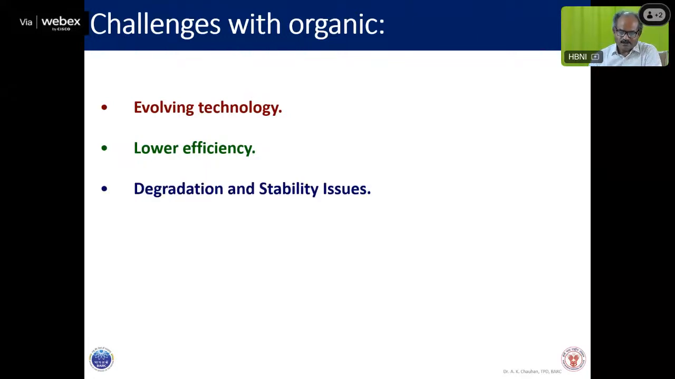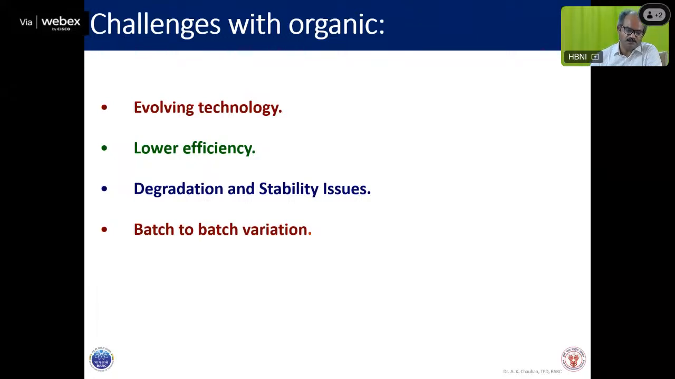And then degradation and stability is an issue. Most of the molecules which are currently being used are not very stable and they degrade. So that is another issue. We will have to find some molecule which is very stable and doesn't degrade. Then this problem can be solved.